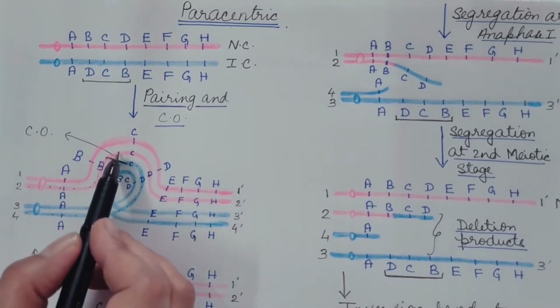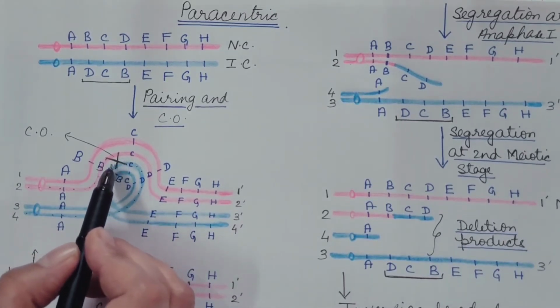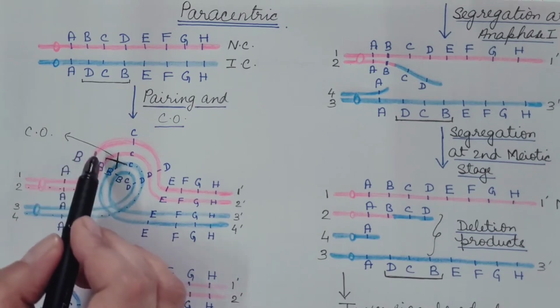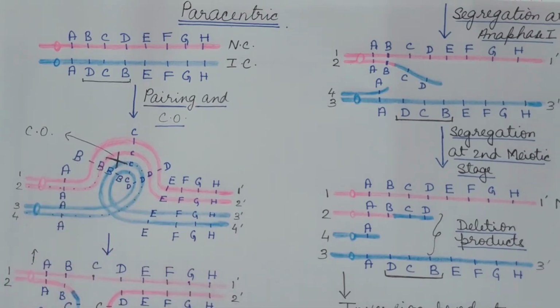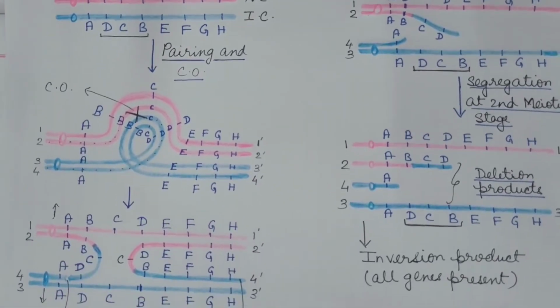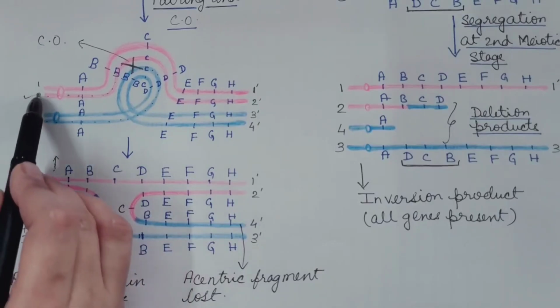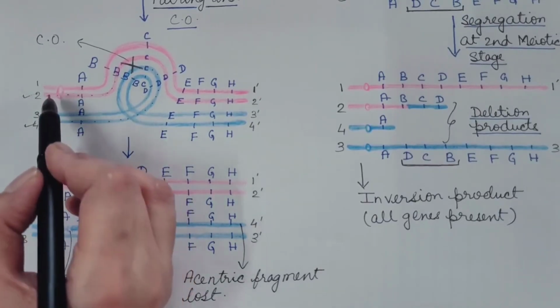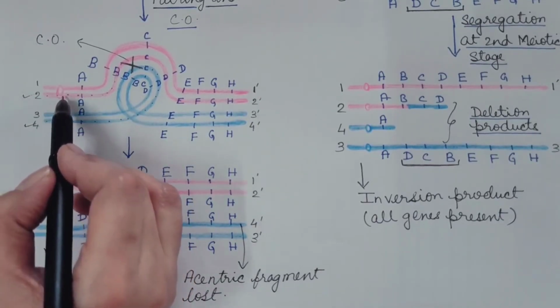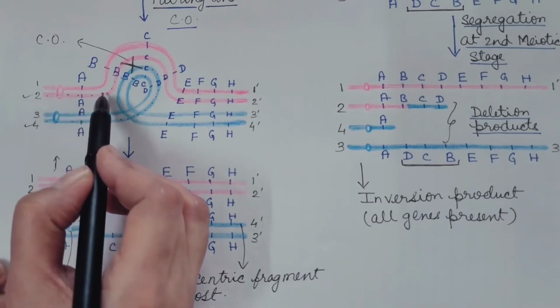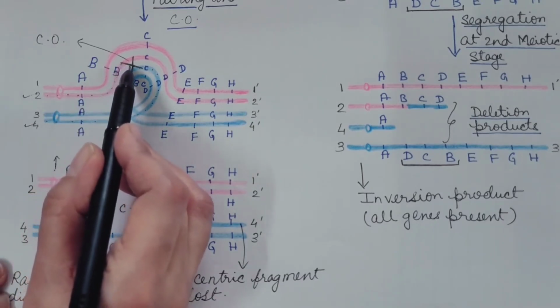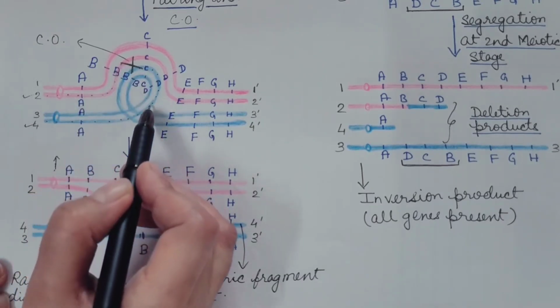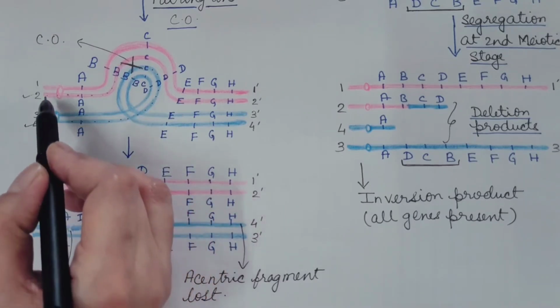And after that, this is the point at which the chiasmata is formed. That is the region of the crossing over, or the point of the crossing over. The crossing over takes place between this second and this fourth chromatid. So the crossover product will be A, B, then the cross goes this way, C, D, A.